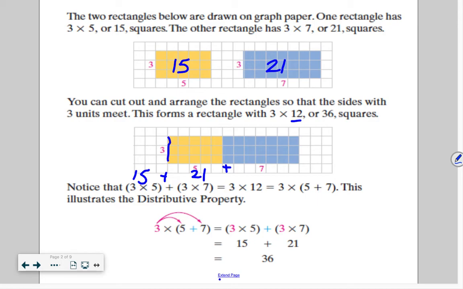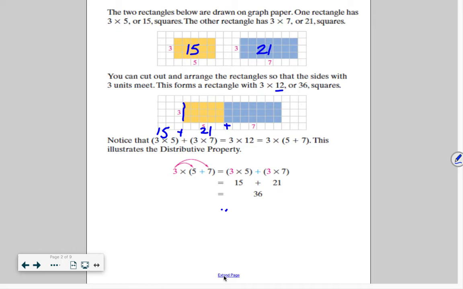Does anybody know what the word distribute means? If it is my job to distribute cups to everybody, or it's my job to distribute papers to you in class, what am I doing? Caleb? Like handing them out? I'm handing them out. Exactly. That's what the distributive property is. You're handing out something or you're sharing something equally.